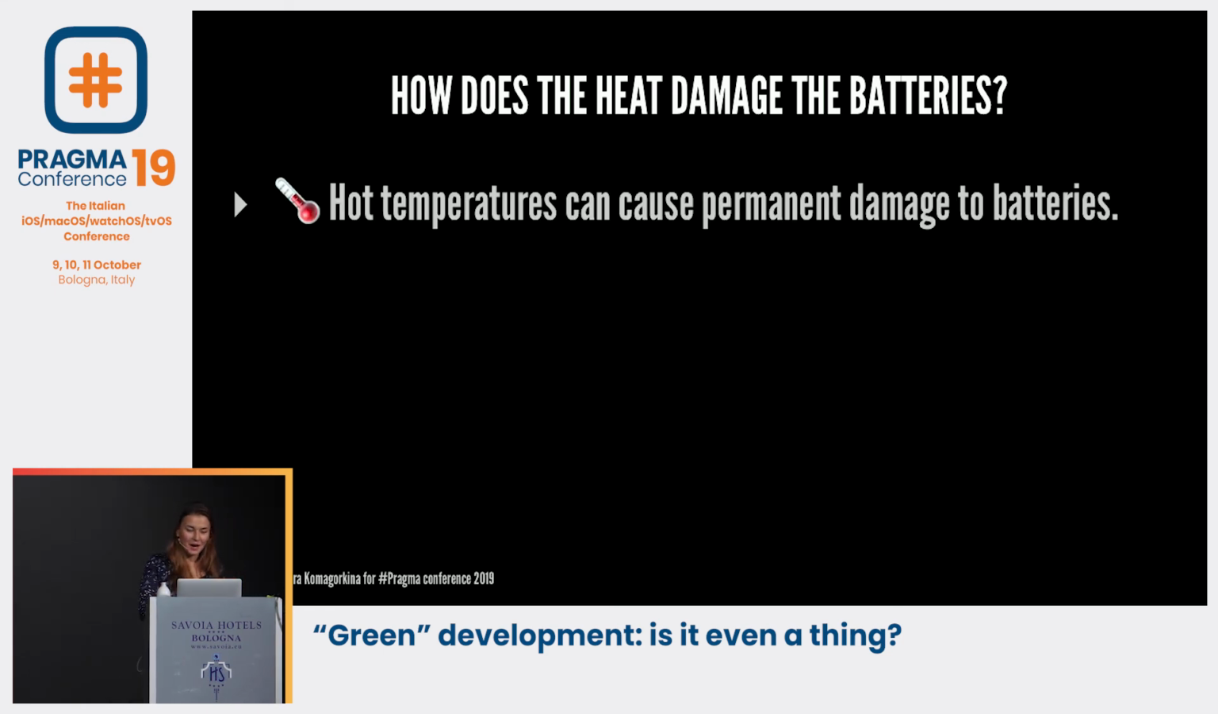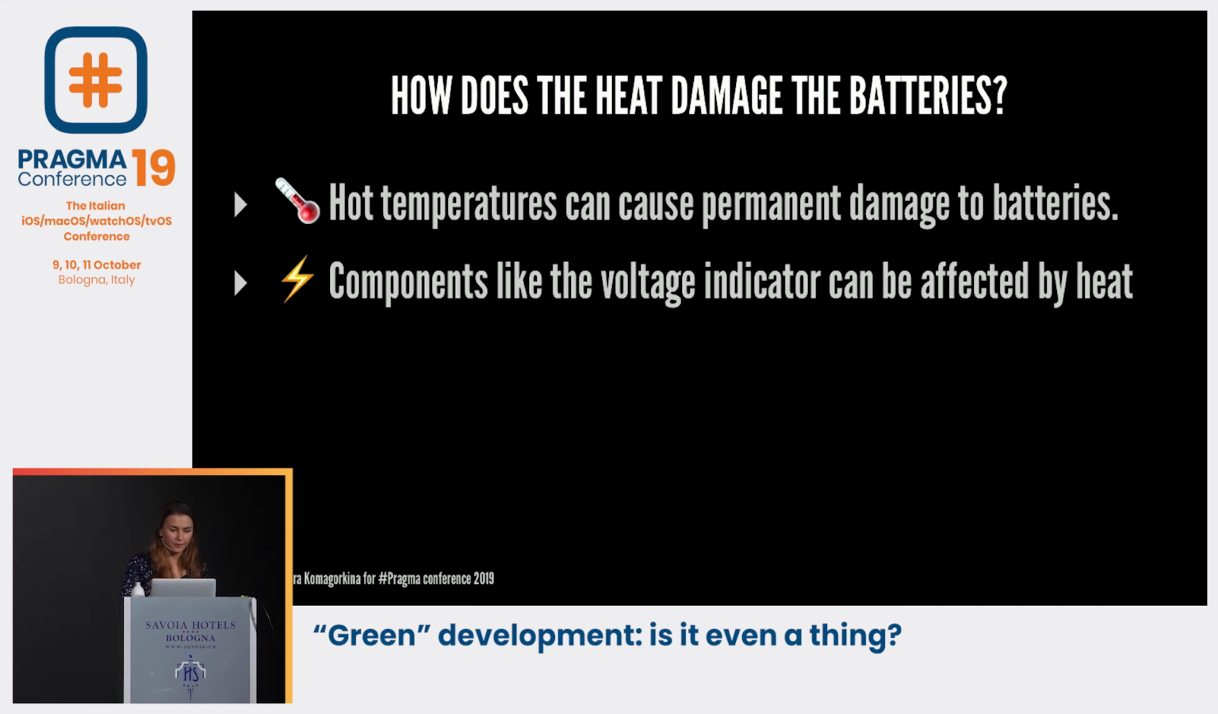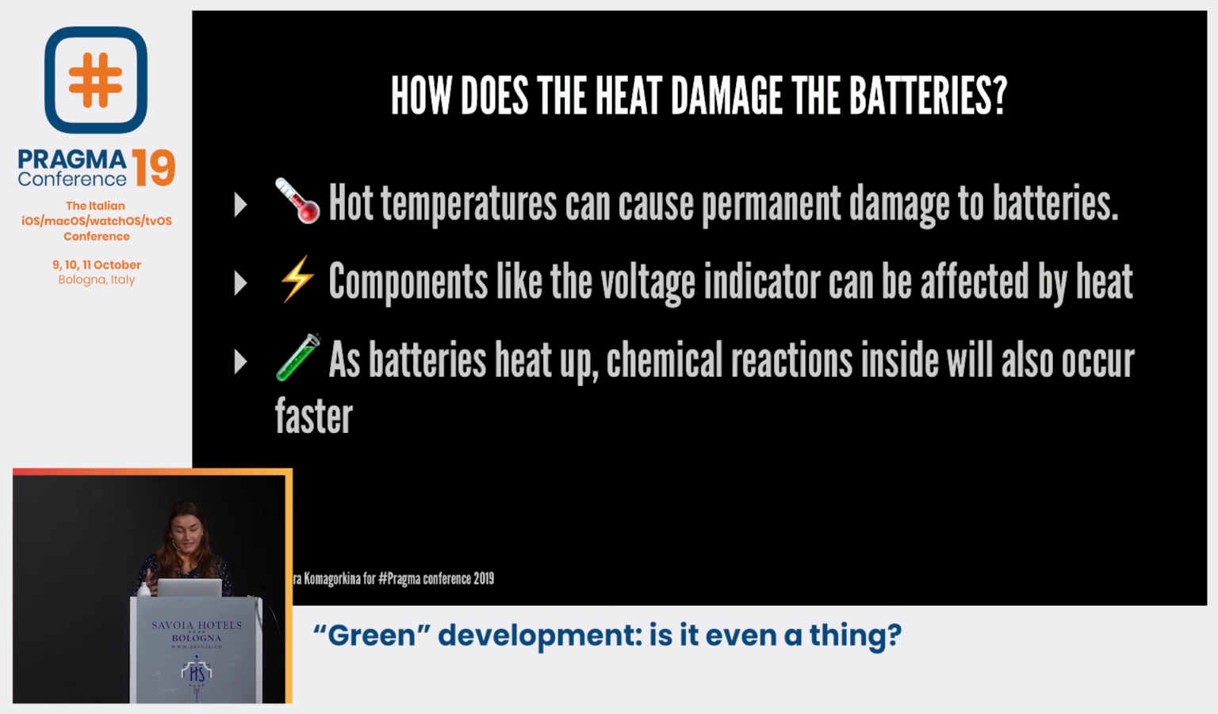So let's just discuss what happens to the batteries. Hot temperature causes permanent damage to batteries. That will persist for a really, really long time. Once you heat it, it completely changes the structure inside the lithium batteries, which are inside the iPhones. Components inside, like the voltage indicator, can also be affected by the heat, so you will never get the right numbers. And all batteries heat up, and when they heat up, chemical reactions inside will also occur faster.